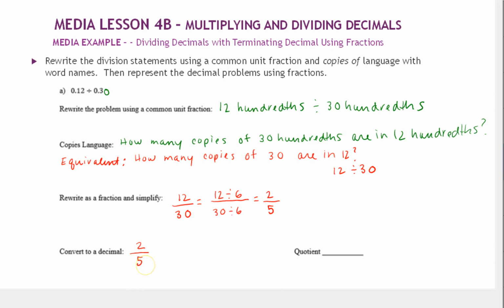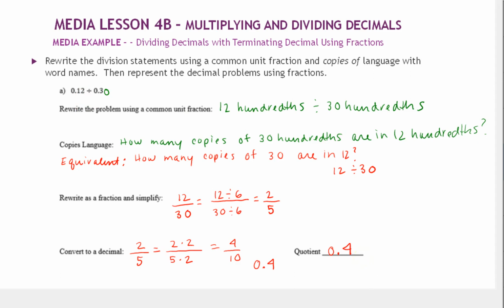So that tells me that I'll be able to write this as a decimal with a power of 10 in the denominator. So since I have one factor of 5, I would need to multiply that by a 2 to get 10 in the denominator. And whatever I do to the denominator, I'm going to do that to the numerator. And multiplying across, this is 4/10. Okay, and we know to write that as a decimal, we put 4 in the tenths place. So we have 0.4. So 12 hundredths divided by 3/10 is 4/10.